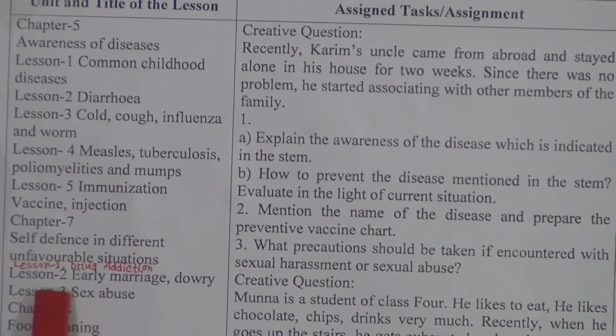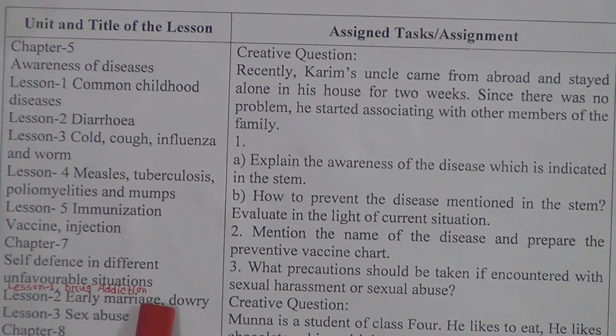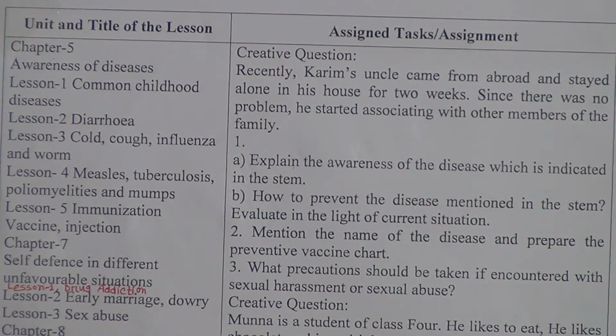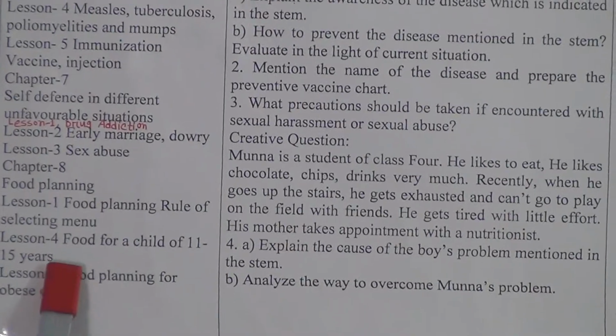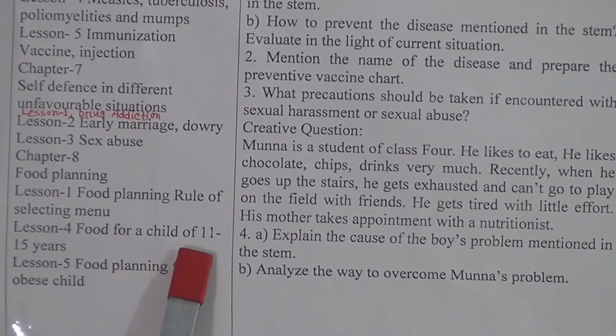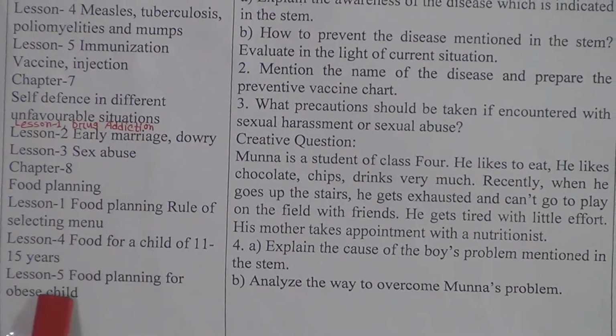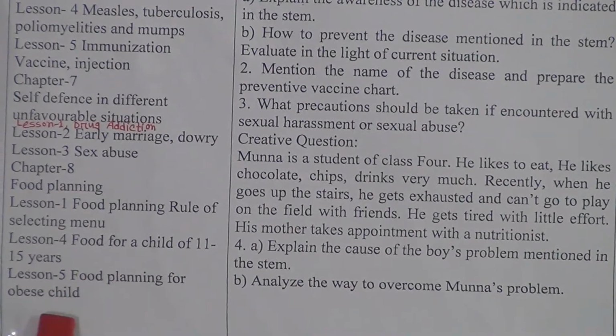Now, Lesson 1, Drug Addiction; Lesson 2, Early Marriage; Lesson 3, Sex Abuse. Chapter 8, Food Planning: Lesson 1, Food Planning, Rule of Selecting Menu; Lesson 4, Food for a Child of 11 to 15 years; Lesson 5, Food Planning for Opposite Child.